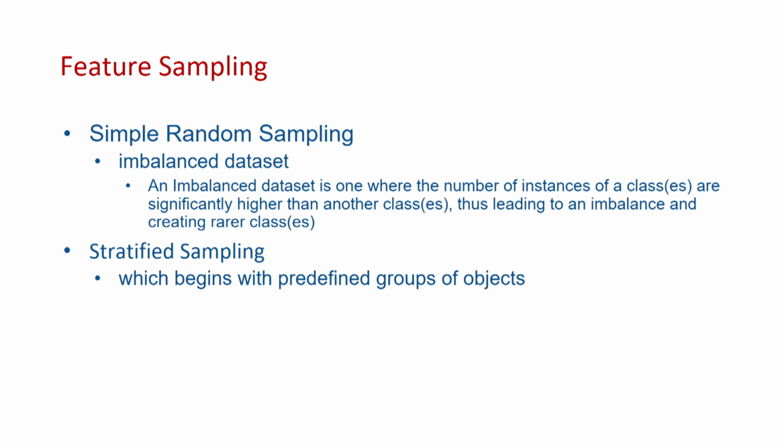Then in case of simple random sampling, there are chances that we may get an imbalanced data set. So, first of all we will understand what an imbalanced data set is. If we are having a data set of normal as well as diseased persons, so we can say the healthy as well as patient data set, in that case there are chances that you may have many instances that correspond to healthy persons, but very few instances that correspond to patients.